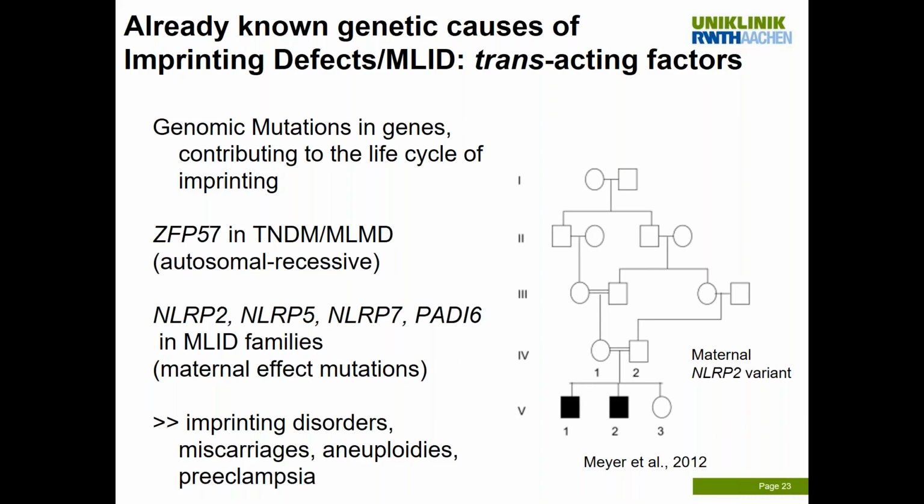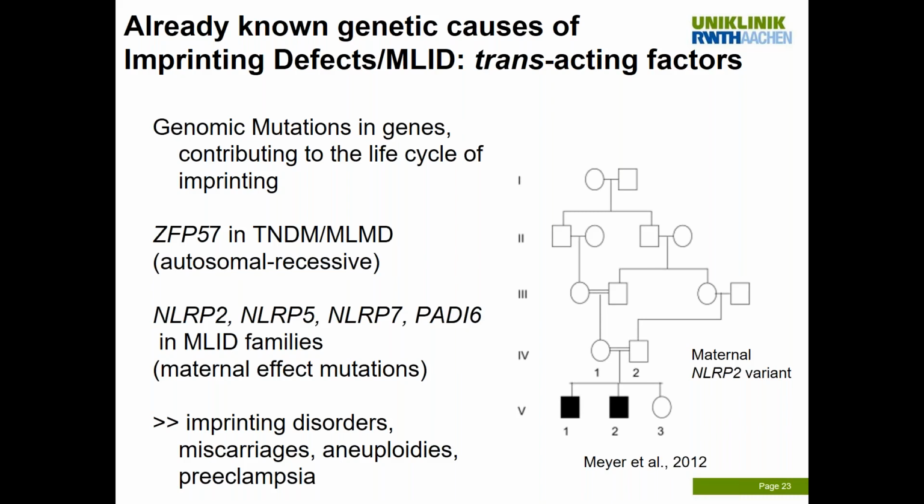That means not the child is the patient, but of course clinically the child is a patient, but molecularly the mother of the patient is responsible for the alteration, for the molecular disturbances in her child, because the lack of NALP2 and other genes, the NALP2 protein in the early oocyte, causes aberrant methylation.